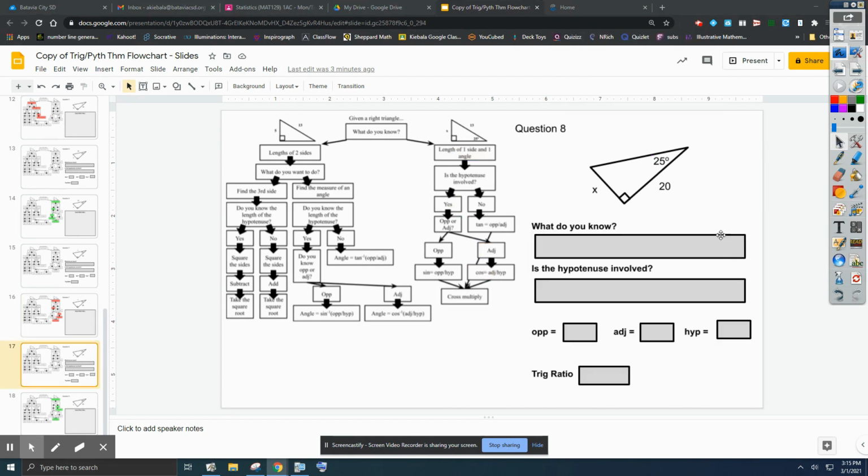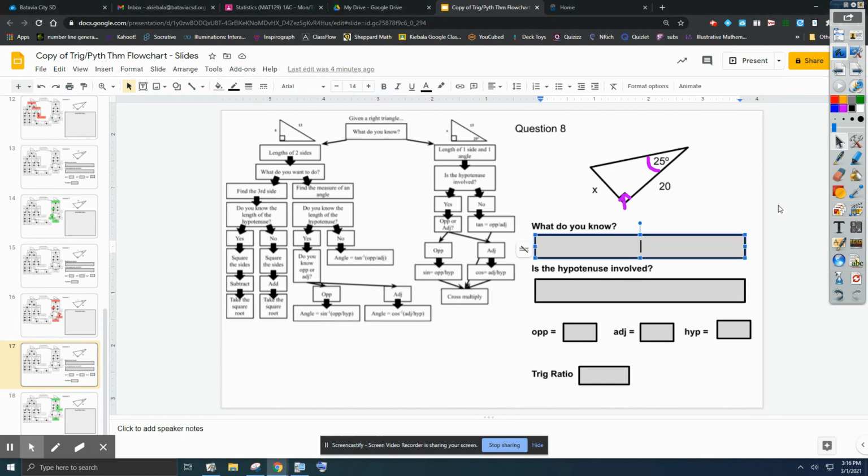Last question, question 8 on slide 17 and slide 18. What do you know? Again, here's an angle given to us, 25 degrees. Usually if there's a degree symbol, it's a good indication that that's an angle. One of these sides is 20, one is x, and here's the 90 degree angle symbol. All right, what do we know? Well, we're told one side and one angle. Technically two angles, but one other angle other than the 90 degree angle. So one side length and one angle measure.